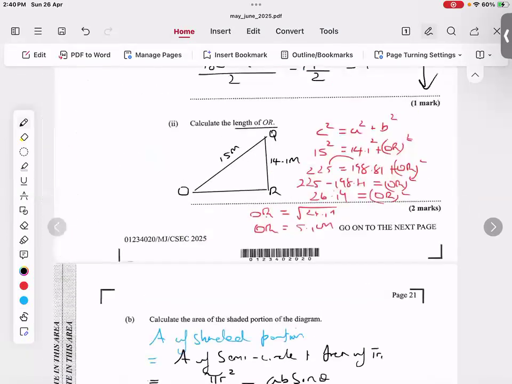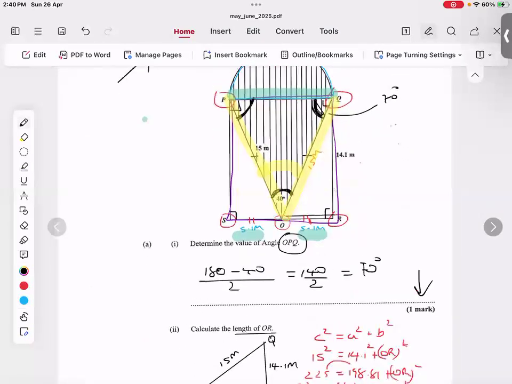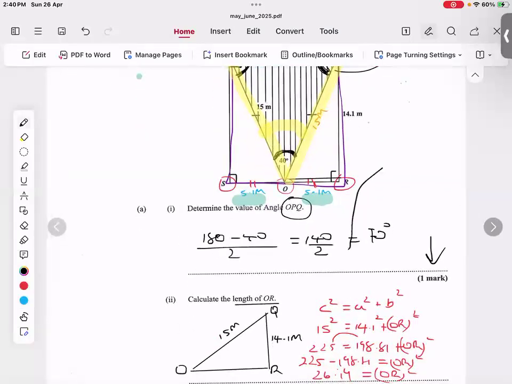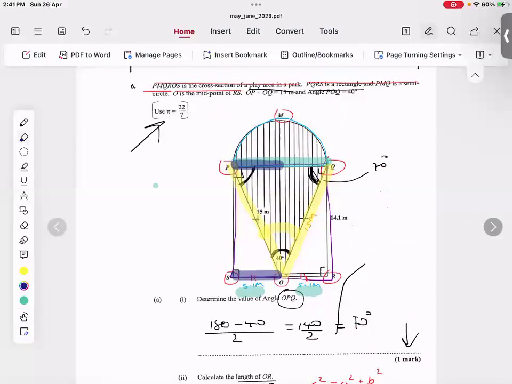Go back to your diagram. What is the radius? 5.1, yes, 5.1. Remember, it is a half of this diameter. You see right here, sir? A half of this up here. So that's the relationship there. So the radius is half of the diameter.